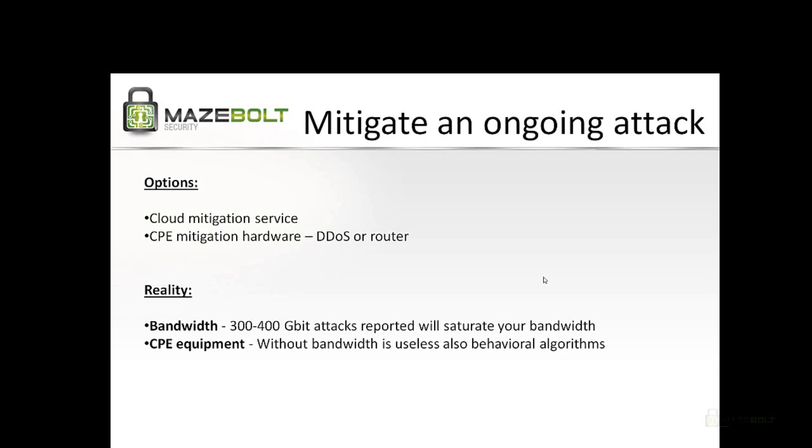The problem is, even if your CPE equipment is the best equipment in the market and does the job that the vendor promises, the problem comes when you get a 300 or 400 gigabit attack. I don't know many networks that can sustain a 300 or 400 gigabit attack, so that's when you need to start looking at cloud providers and what the SLA would be on that.